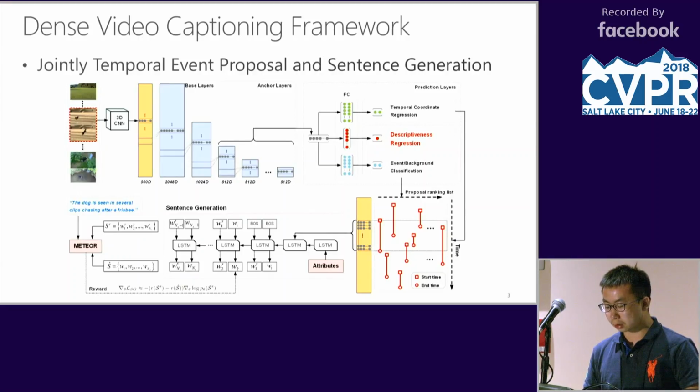After ranking the candidate proposals with regard to both event-ness and descriptiveness scores, the top proposals are in turn injected into the sentence generation module. The module leverages both attributes and reinforcement learning-based optimization to enhance captioning. The whole system can be trained through the joint and global optimization of detection and captioning in an end-to-end manner.